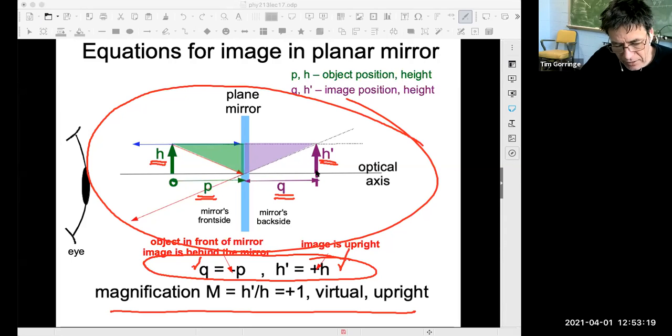We talk about this image as being virtual because light doesn't actually come from behind the mirror. It just appears to come from behind the mirror. And we talk about it as upright, as I say, because the image is the same way up as the object.